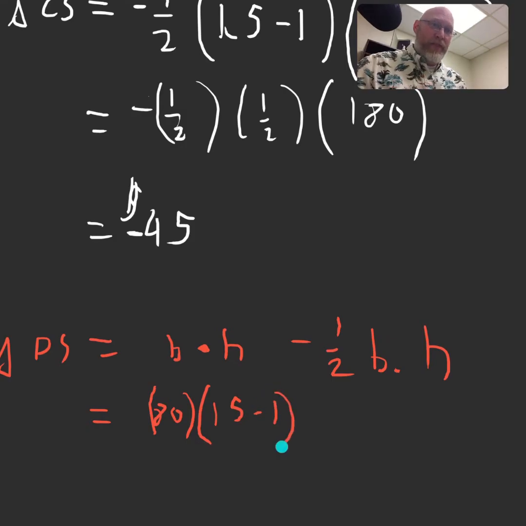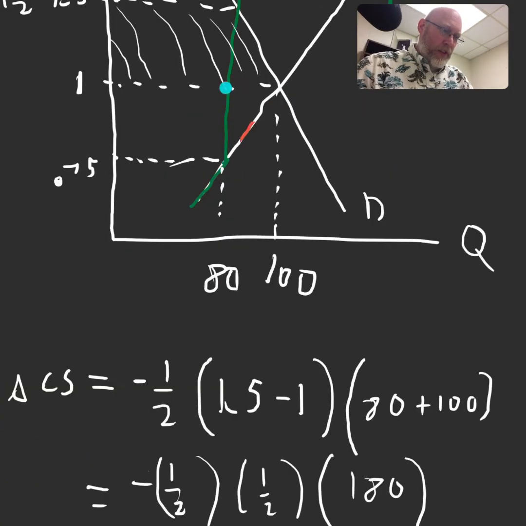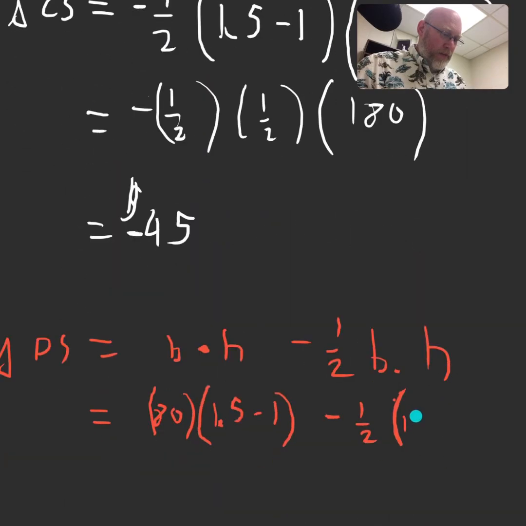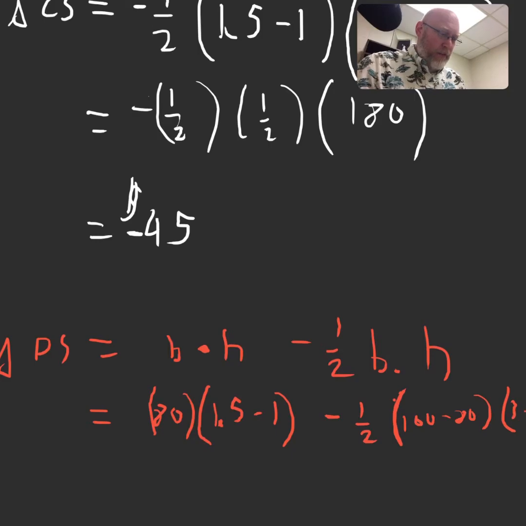So it's 1.5, minus 1/2 of the base of our triangle, which is this distance here. This is 100 minus 80, multiplied by the height, which is this distance here, 1 minus 0.75. All right, I'm running out of space here on my paper. So I'm just going to plug all that into a calculator and see what I get.